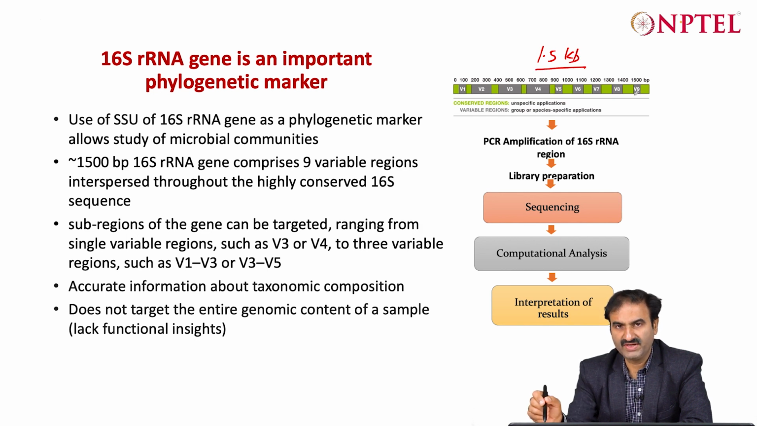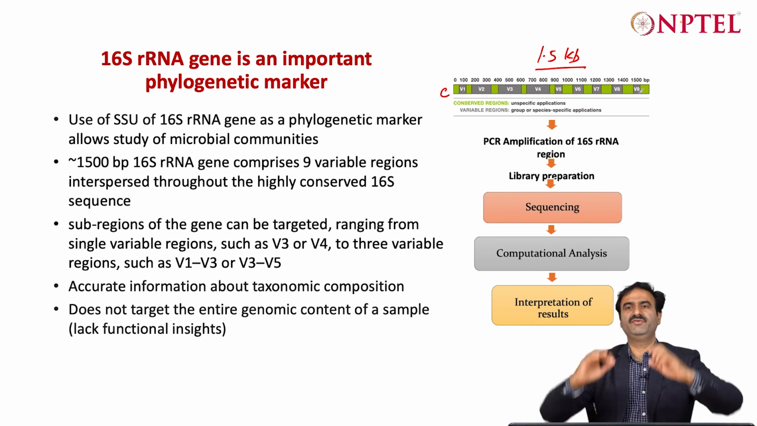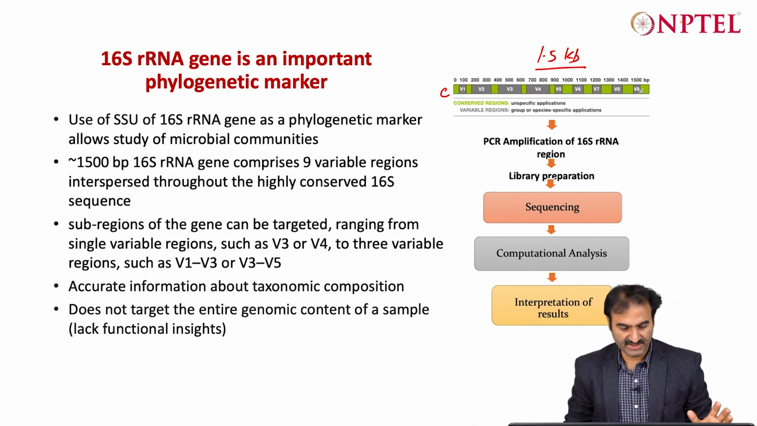Basically the structure is that it has the constant regions, the green color ones, and the variable regions V1, V2 and up to V9. So 10 constant regions and 9 variable regions. The variable or hypervariable regions will show a lot of variation between different species, genus, phylum. The constant regions will remain more or less consistent across genomes. They may show some variation at a very long distance, like between phyla, but they will not confuse you in the identification of genus or species, right?